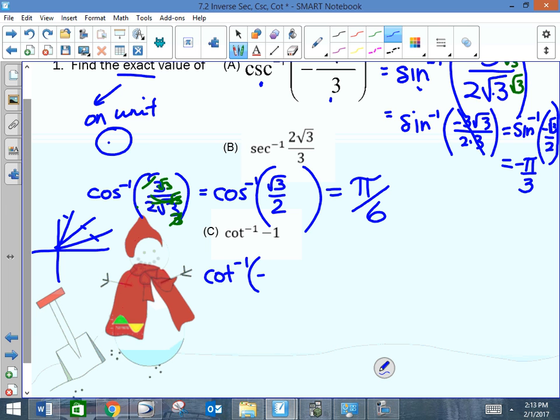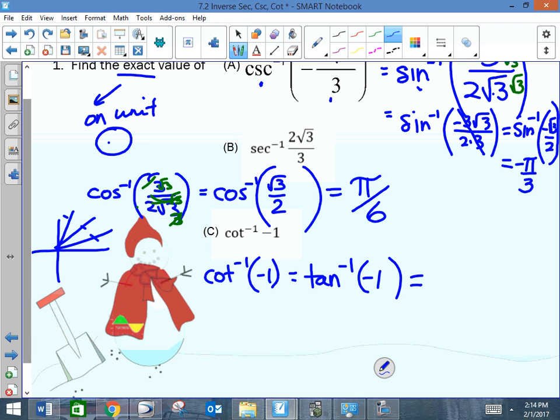Tangent. Inverse tangent of the reciprocal of -1 is still -1. Okay, don't say it out loud, but figure out what the inverse tangent of -1 is. Inverse tangent of -1. Make sure it's in the right quadrants. Correct. All right. Got it, Elena?